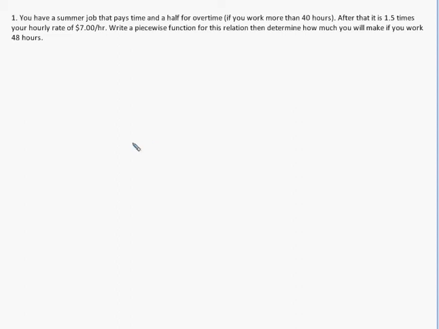So here's our first example for a piecewise application problem. It says you have a summer job that pays time and a half for overtime if you work more than 40 hours. After that, it's 1.5 times your hourly rate of $7 per hour. Write a piecewise function for this relation and then determine how much you'll make if you work 48 hours.